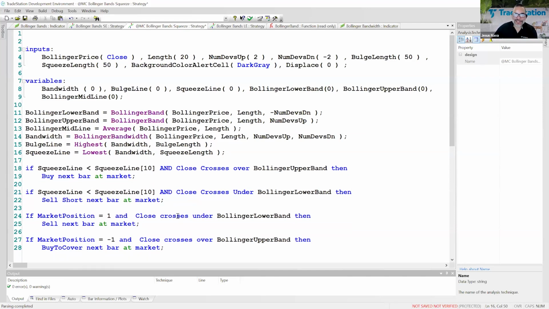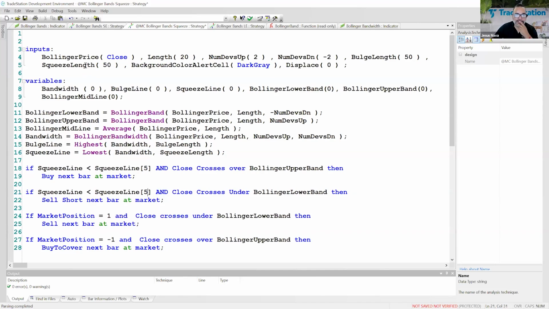And this is my strategy rule, which was simple. If the squeeze line is less than the squeeze line 10 bars ago, or in this case, I'm looking at a daily chart, so it's 10 days ago, meaning that if the squeeze line is a lower value than what it was 10 days ago, and the close crosses over the Bollinger upper band, the close here being the closing price, then buy next bar at market. Straightforward, right? If we have a squeeze line again, maybe I'm going to say 5 days ago, not 10 days ago. I mean, there's been a drop in the squeeze line.